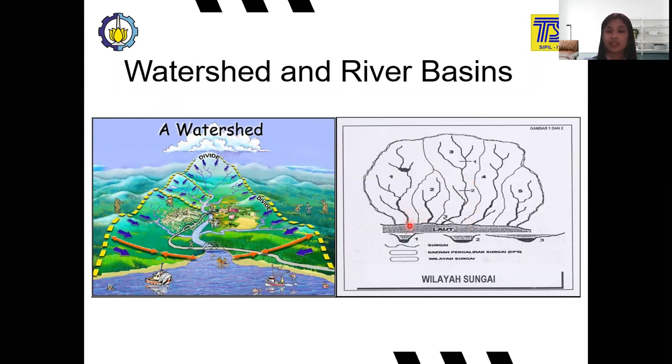But if you have, here we have pictures of 1, 2, 3 watersheds. So here we have this watershed going to this ocean, and this one is also going to the same ocean, and this one is also going to the same ocean. Now, this is called a river basin. If we follow this graph, we can see 1, 2, 3, 4, 5 watersheds. So it consists of 5 watersheds and 1 river basin. So this is the difference between a watershed and a river basin.